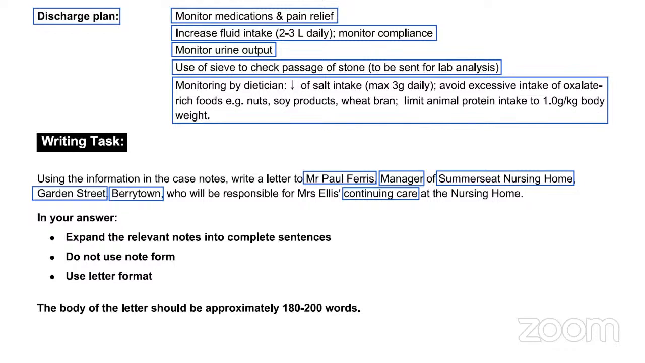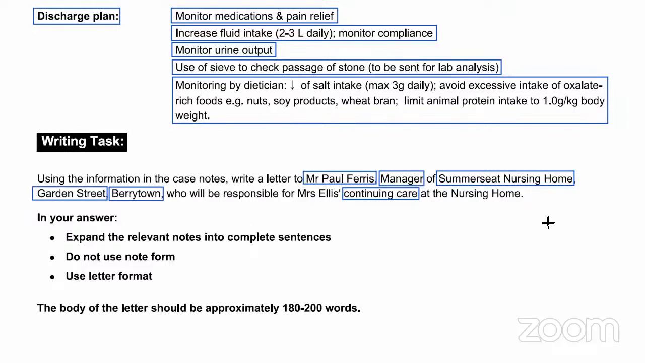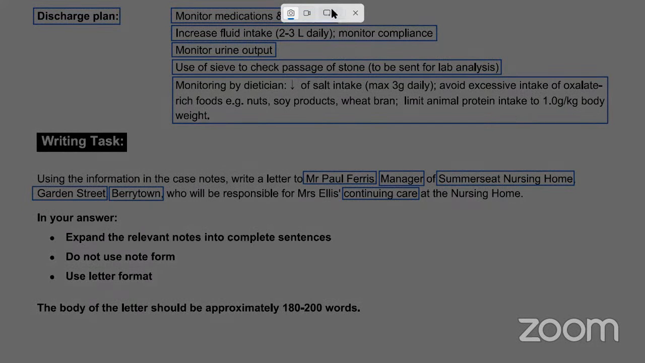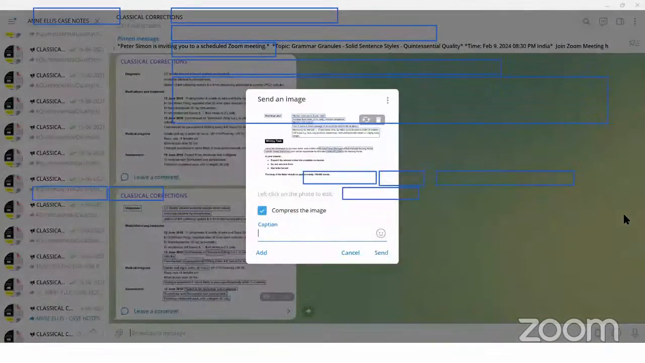So you will write 3 paragraphs: upon admission, during hospitalization, and upon discharge. Main body paragraph 1, upon admission. Main paragraph 2, during hospitalization. And this one, upon discharge. So this is the way you are going to organize your letter.